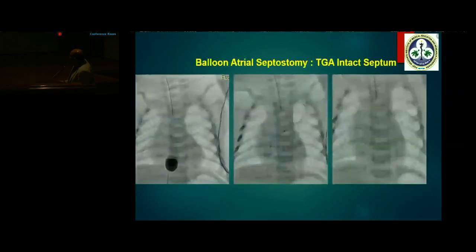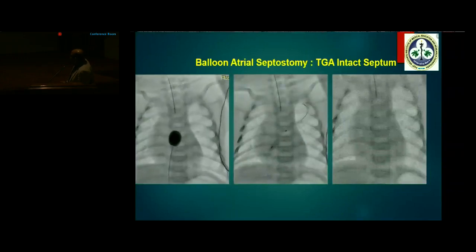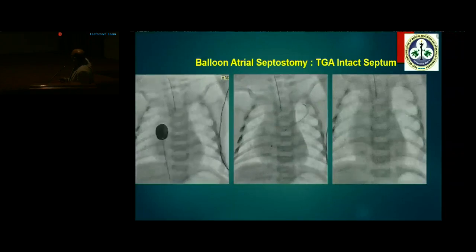So I'll show you a few of the images. This is a balloon atrial septostomy, right? So this is the Rashkind balloon, which is inflated in the left atrium, and the atrial septum is torn. If you are not getting good mixing or good improvement in the saturation, we can go for a static balloon dilatation after this atrial septostomy as well.